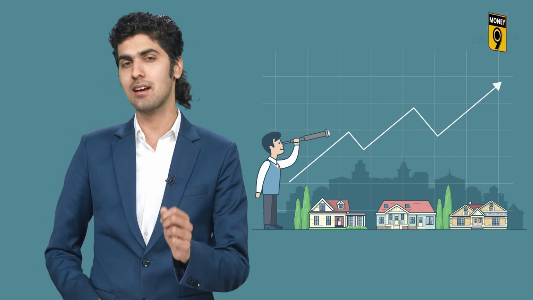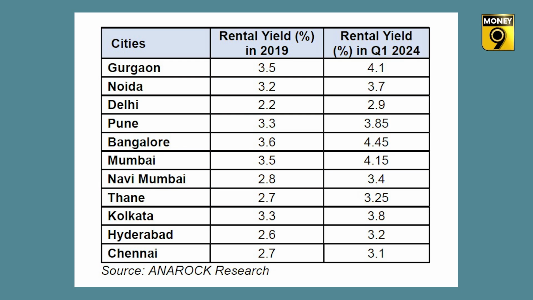A recent report by property consultant Anarock indicates a significant increase in rental yield for housing properties in the country's top cities. In the first quarter of 2024, the rental yield in IT city Bengaluru increased to 4.45%. It was 3.6% in 2019, while rental yield increased to 4.15% in Mumbai, 4.1% in Gurugram, 3.85% in Pune, 3.8% in Kolkata, and 3.7% in Noida.